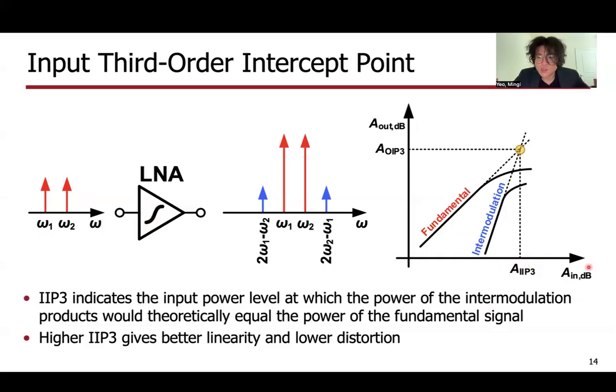The plot to the right shows how, as the power of the input tones is increased, the fundamental tones rise steadily, but the intermodulation term rises much steeper compared to the fundamental. At one point, the power of the intermodulation term will equal the fundamental, and we call that point the third order intercept point, and the input power that occurs at that point is the input third order intercept point.